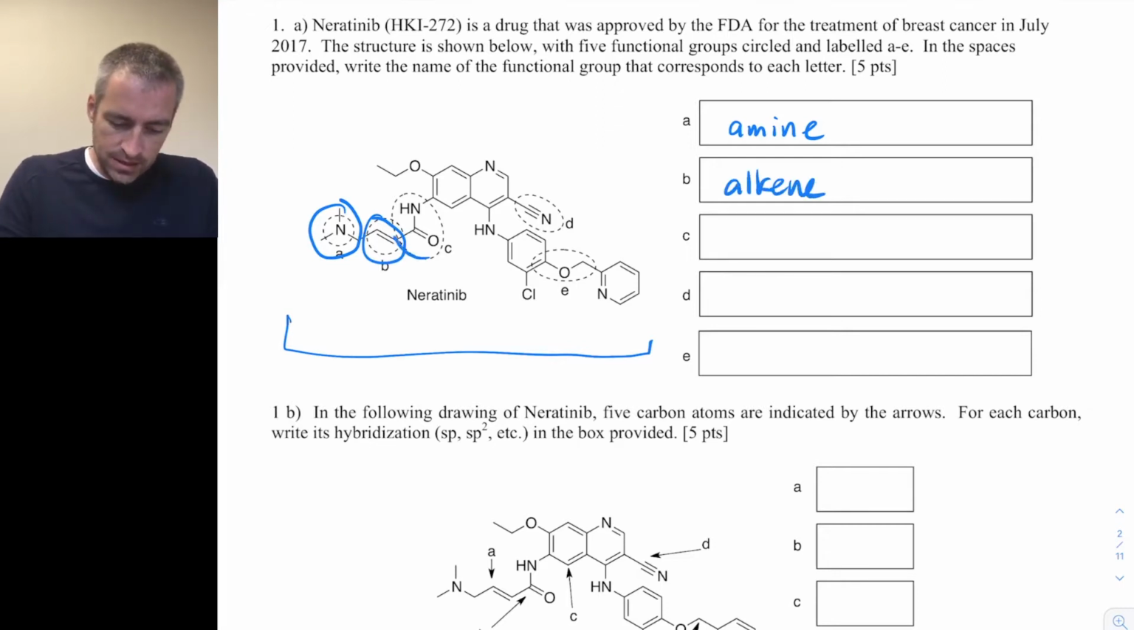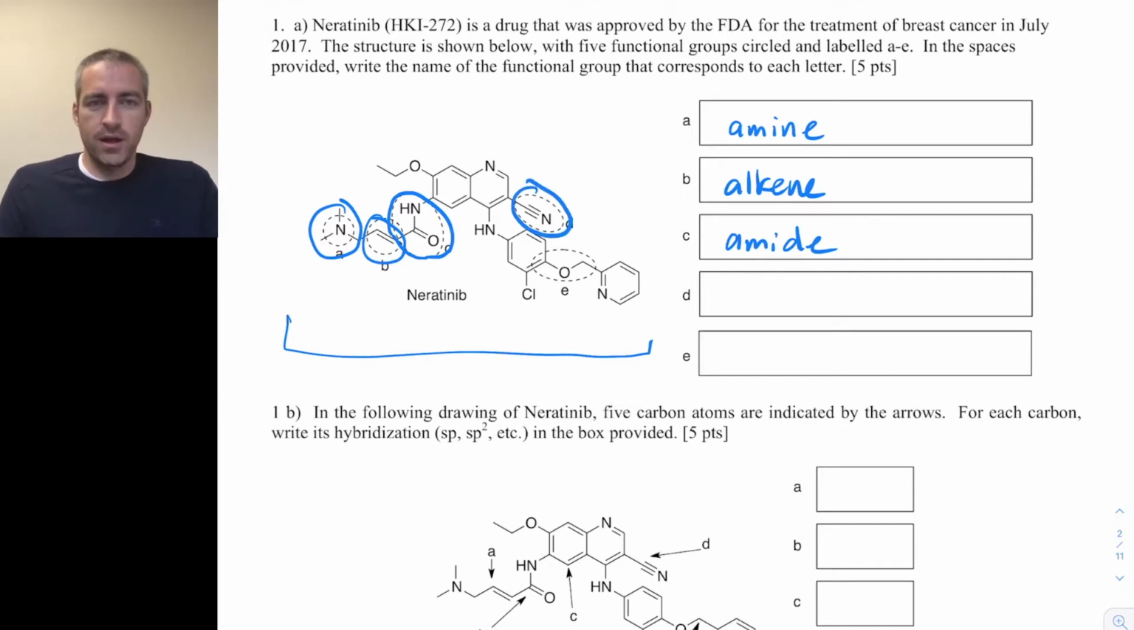C, now we have the nitrogen atom connected to a carbon double bond oxygen. This one is the amide. D, you can see right there, carbon triple bond to nitrogen is called a nitrile. And E is circled over here, and it has a carbon bonded to an oxygen bonded to a second carbon, and this is an ether.